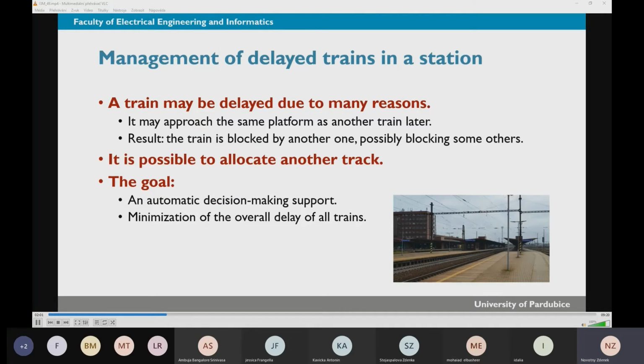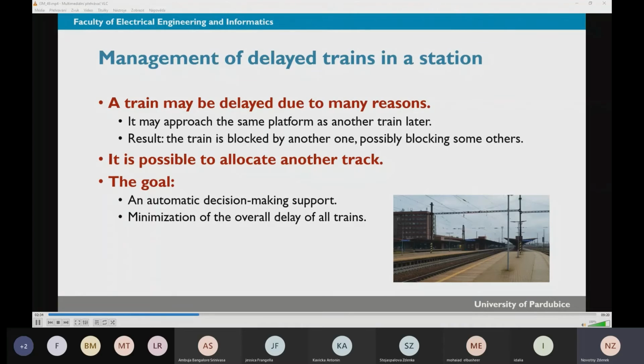In the recent research, we focused on management of delayed trains in a station. There are many reasons for a delay, including weather conditions, breakdowns, crashes, and the human factor. A delayed train may cause delays to other trains, creating a chain reaction which could result in an utter collapse of the whole infrastructure. To avoid this, it is necessary to allocate a track for the delayed train if it cannot use the default one. The allocation has to be quick, safe, and effective.